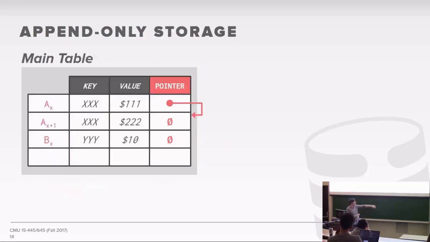All right, so here along the side, I'm showing the logical names or the versions of these tuples. The actual values don't matter. This is not what you actually would store. And now you see we have our pointer. In this case, we're pointing from the oldest version to the newest version. So AX is the oldest version, AX plus 1 is the latest version, so AX has a pointer to AX plus 1. And then for BX, we don't have another version of that at this point, so it's by itself.